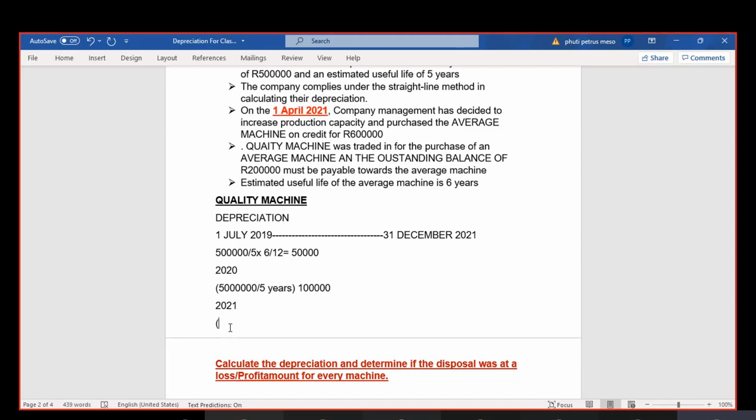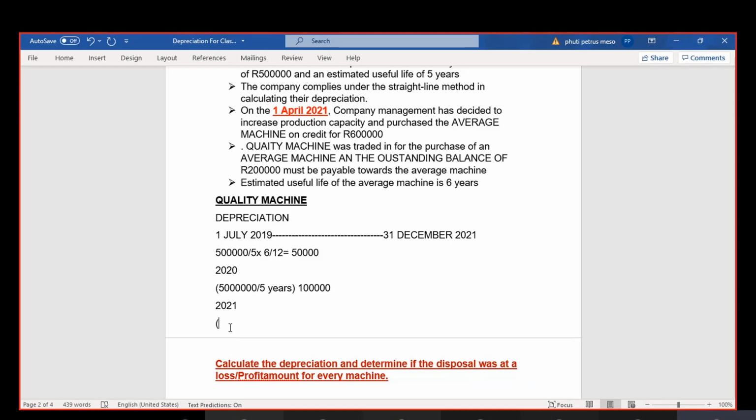So for me, that means that the total depreciation for the quality machine accumulated over time would have been 50,000, right? 100,000 and 25,000 for the 3 years. That I get, Norman. I just want to see how you arrive at your 25,000 rand. So my assumption is that the quality machine was disposed of at the same time as the average machine was purchased. Is that correct? Yes.